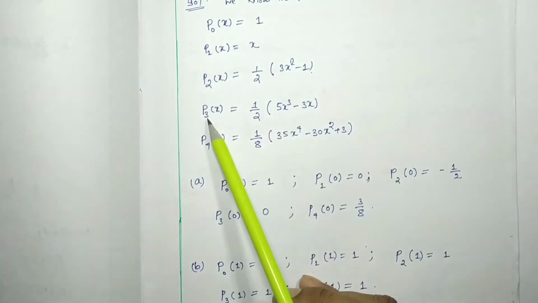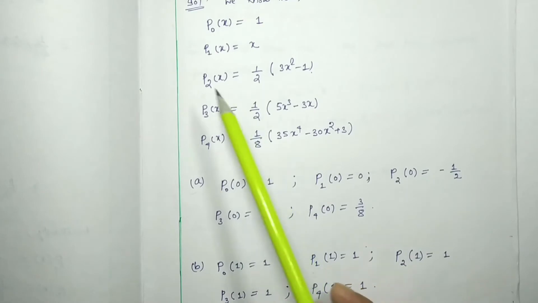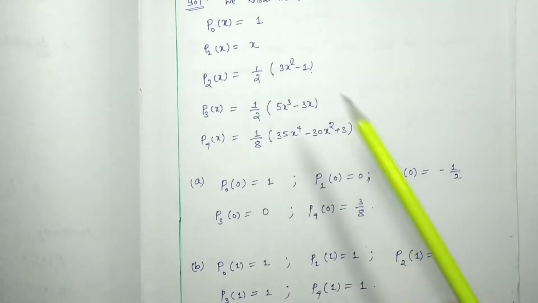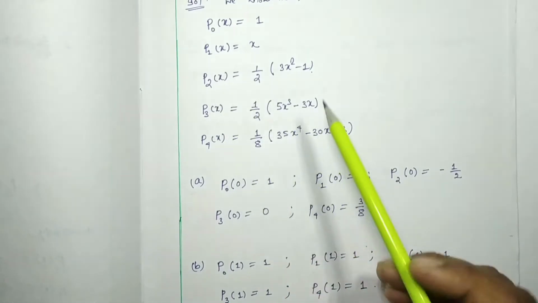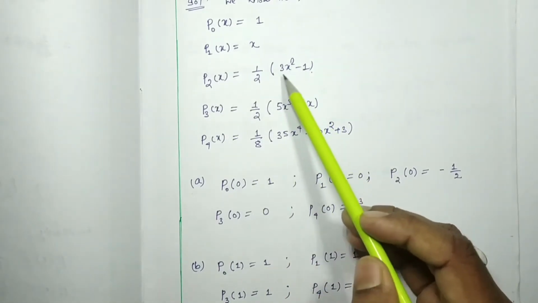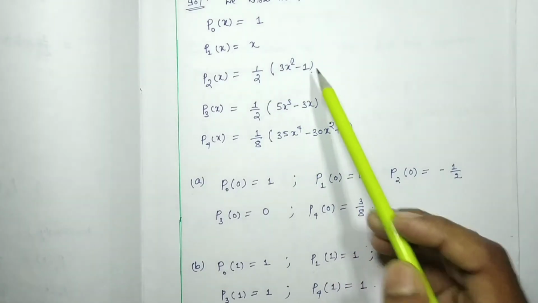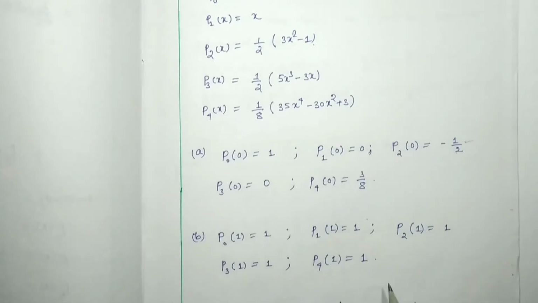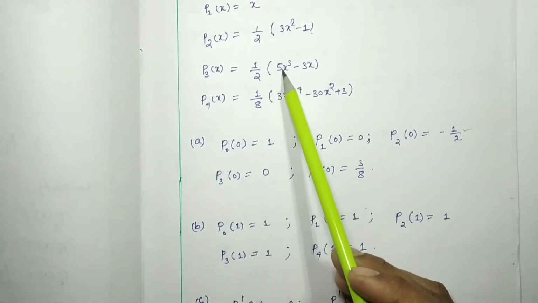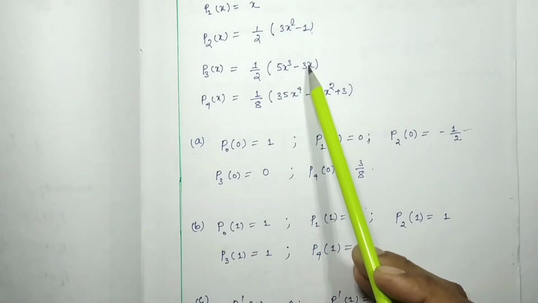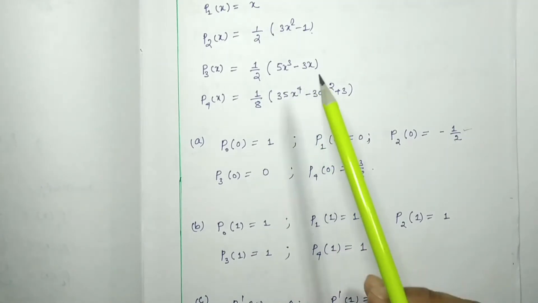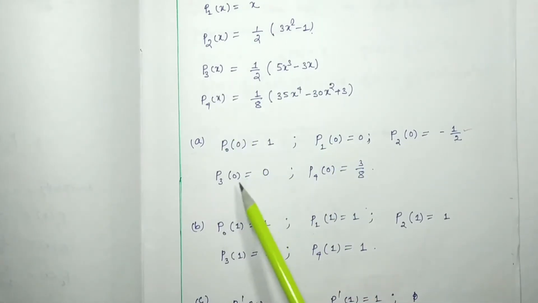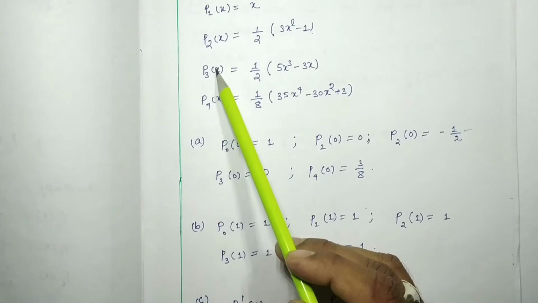Then we have to go for the P2x. P2x is this much. So P20 will be how much? P20 means this 3x square term will be 0 and we get minus 1 by 2. P20 value will be minus 1 by 2. Then P30: see, this term contains x, this term also contains x. So by substituting 0, this will be 0, this will be 0. So P3x will be 0. Sorry, P30 will be 0.